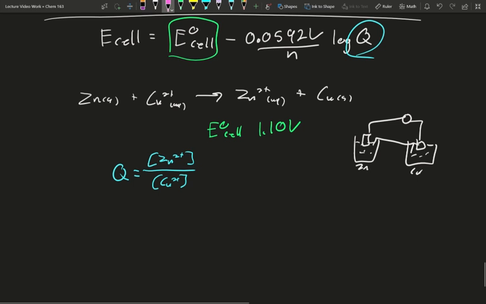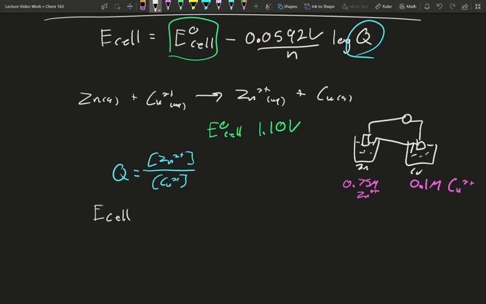So if we have a cell that's not at standard states, let's say that we have 0.1 molar copper 2 plus, but we have 0.75 molar zinc 2 plus. So I have a system that just has way more zinc than copper. Instead of both being 1 molar, we're short on both, but we're far shorter on the copper. What would be the potential of this cell?